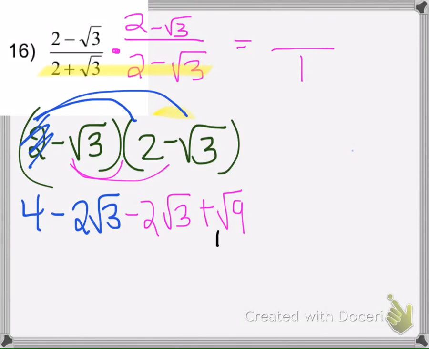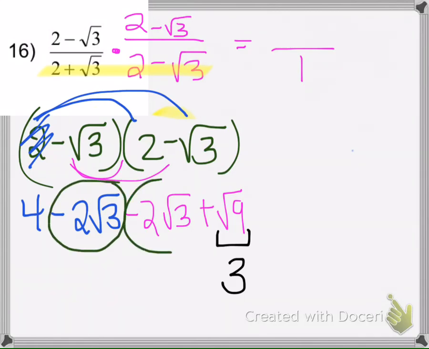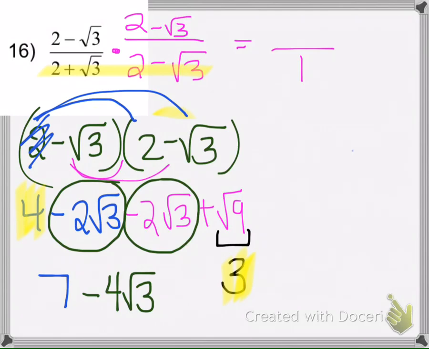So now we're going to simplify. The square root of 9 is 3. So we can combine our like terms. We can combine a negative 2 rad 3 with a negative 2 rad 3. That would be negative 4 rad 3. And then we can put together a 4 with a 3, and that is 7. So we could put the 7 first, or we could put the 7 after. I prefer it first so it doesn't look like it's in the radical. So in the numerator, we would have 7 minus 4 rad 3.